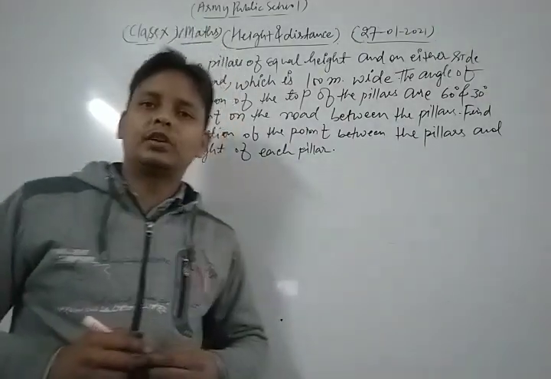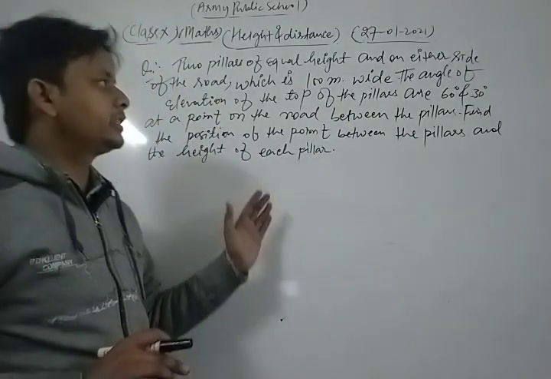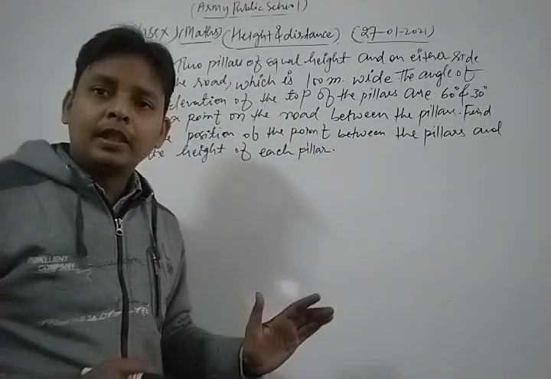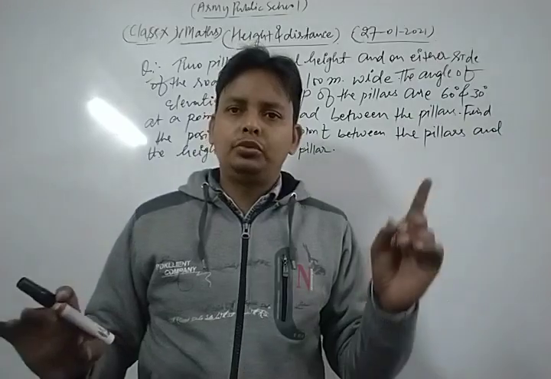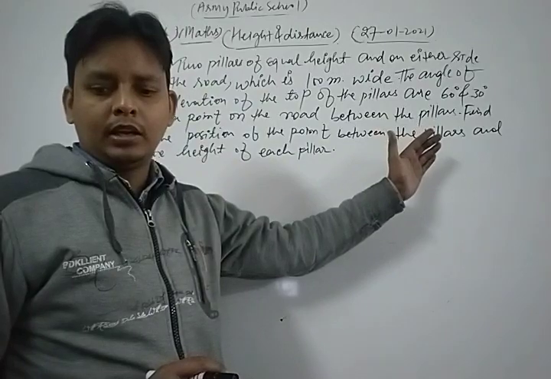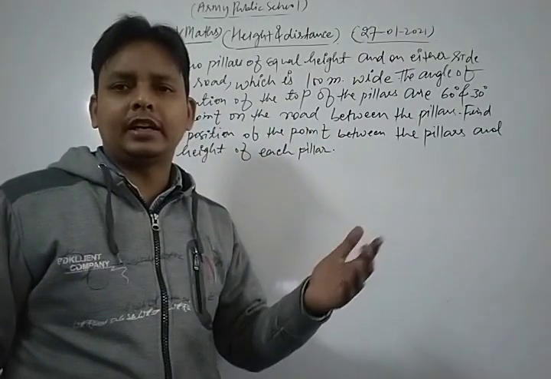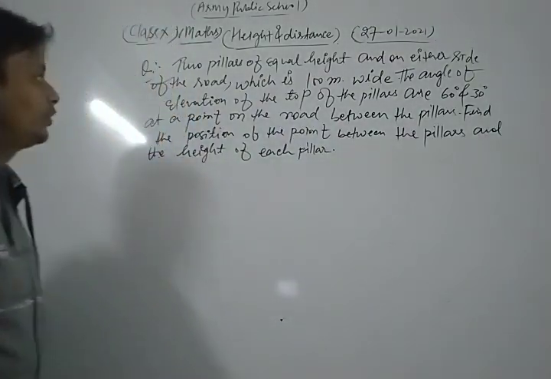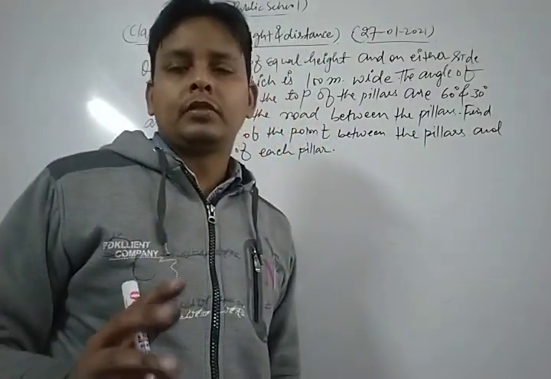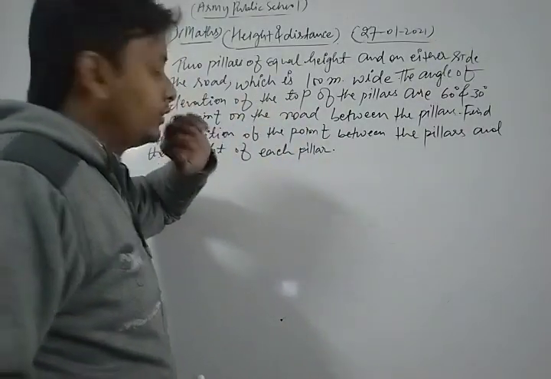Now let's see. Dear student, this is one of the most important questions of your syllabus. In height and distance questions, first of all we read the question very carefully. After that, according to the figure, we draw a diagram. Now we solve it applying the tangent, sine, cosine rule. Here there are two pillars which are equal in height, on either side of the road.